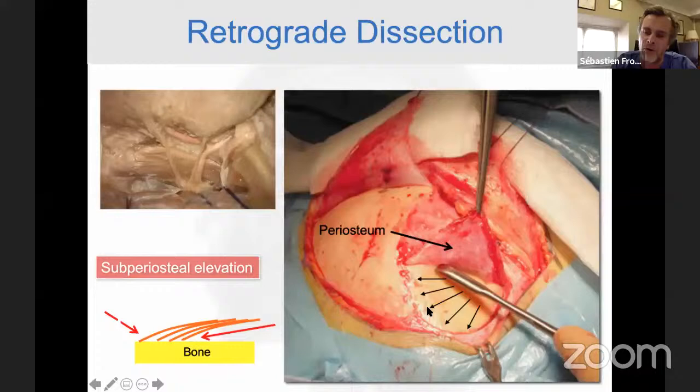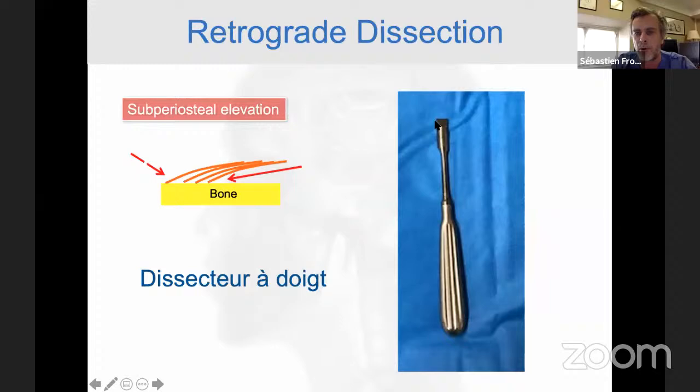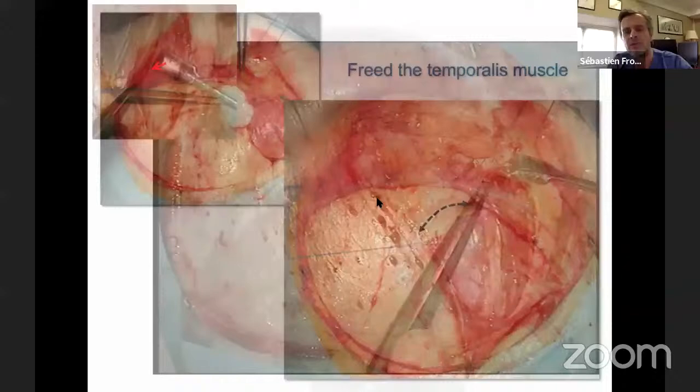I follow the direction of the muscle fibers. But most important, I start down and I go up towards the superior temporal line, like in this little cartoon. And that's the instrument I am using. I use the sharp angle of this instrument in contact with the bone. This video is not working, but I have another one after.